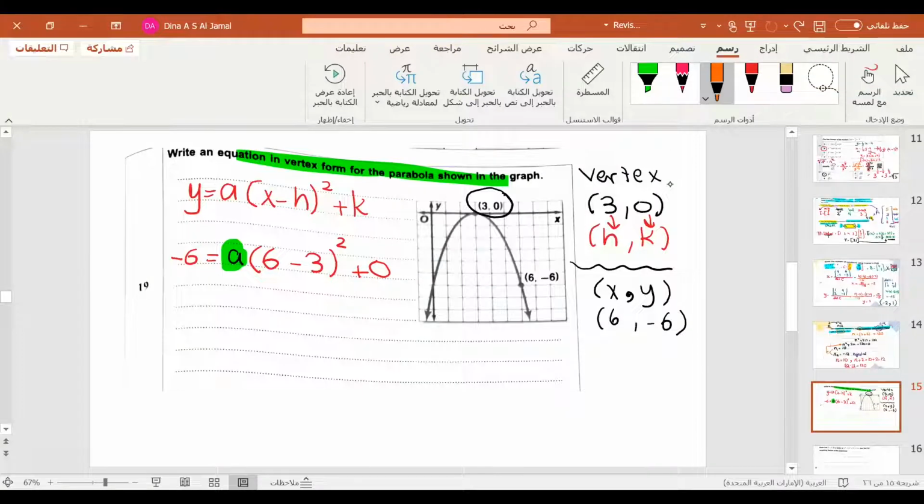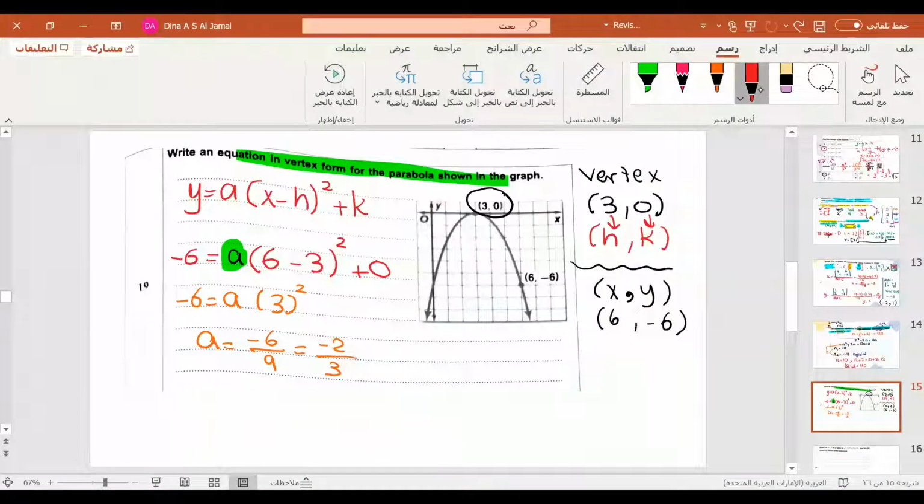Let's now substitute further and simplify. a will be multiplied by 3 squared. Then you can divide both sides and it will be -6 over 9. That means -2 over 3.